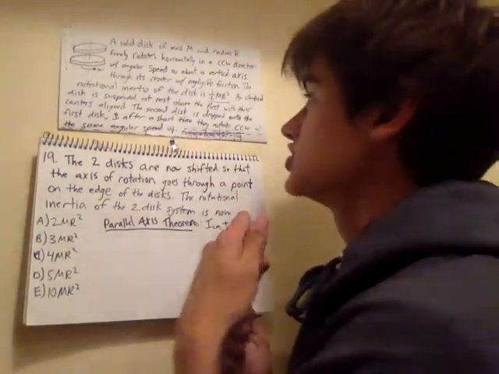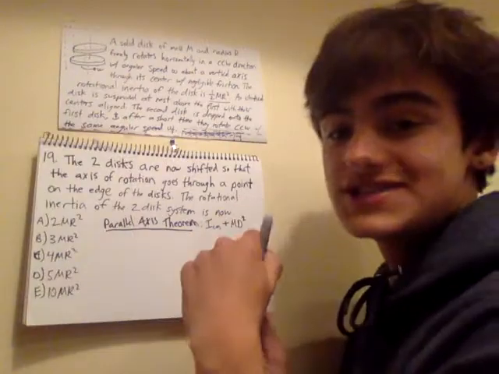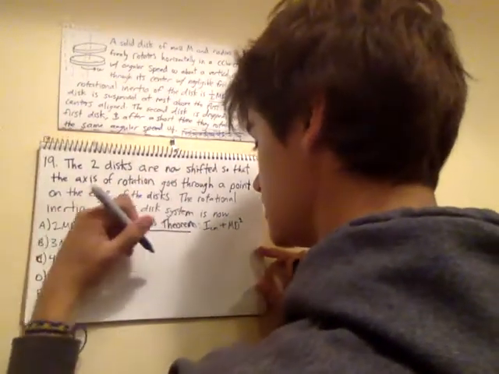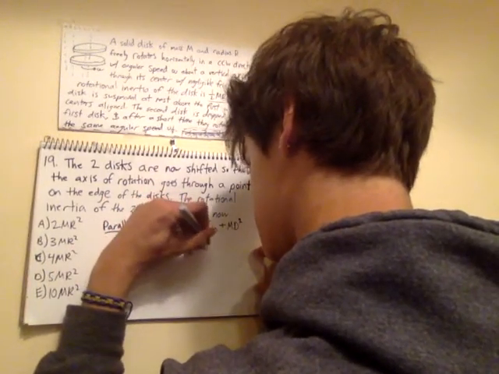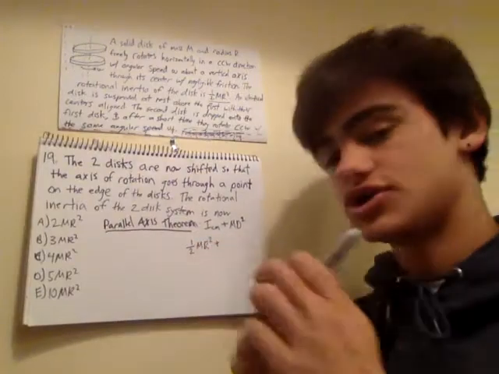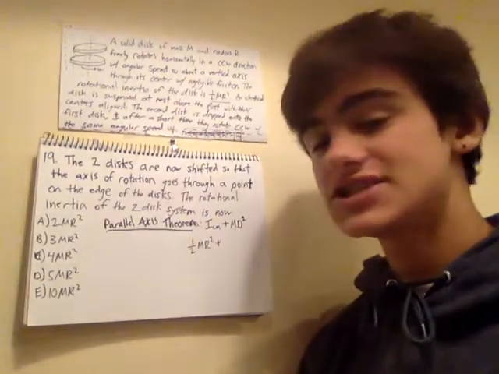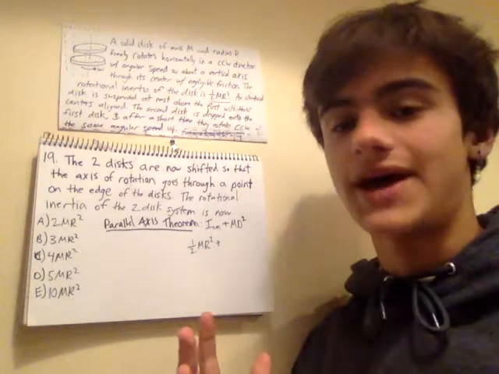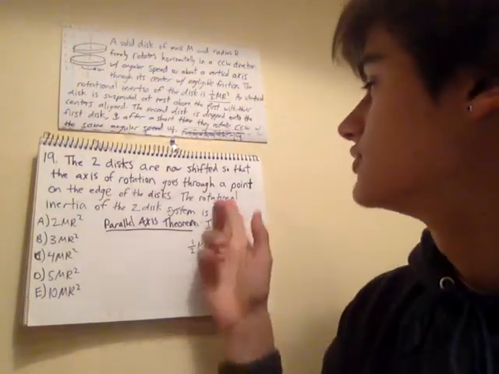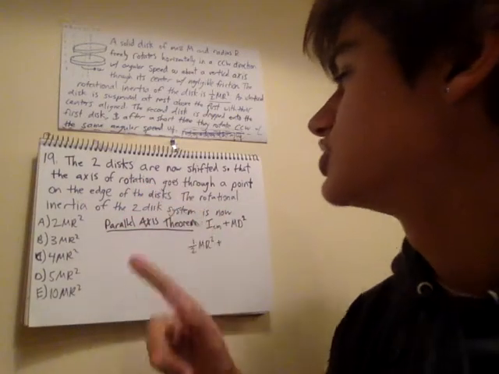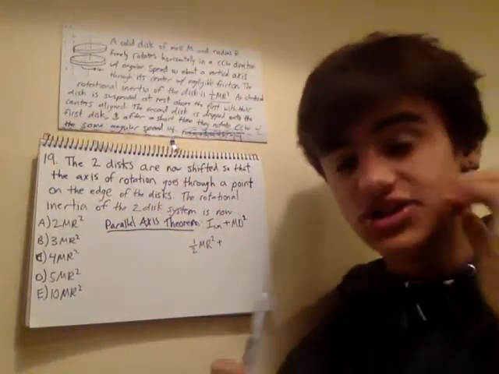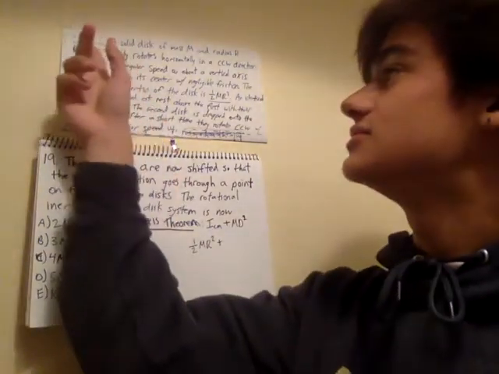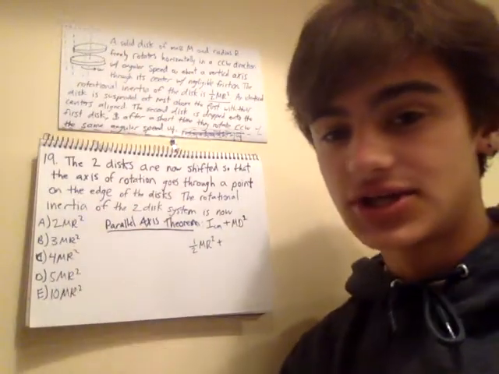So what we're going to do here is take the moment of inertia of the center of mass that we've been given for one of these disks, which is 1/2 mr squared, and we're going to add md squared. So what d is in this case is the distance from the center of mass to our new axis. And here the axis is shifted so it goes through a point on the edge of the discs. So that is this case right here on the edge of the discs. So that means our distance is just going to be r, because the radius is between the center of mass and that point on the edge of the disc.